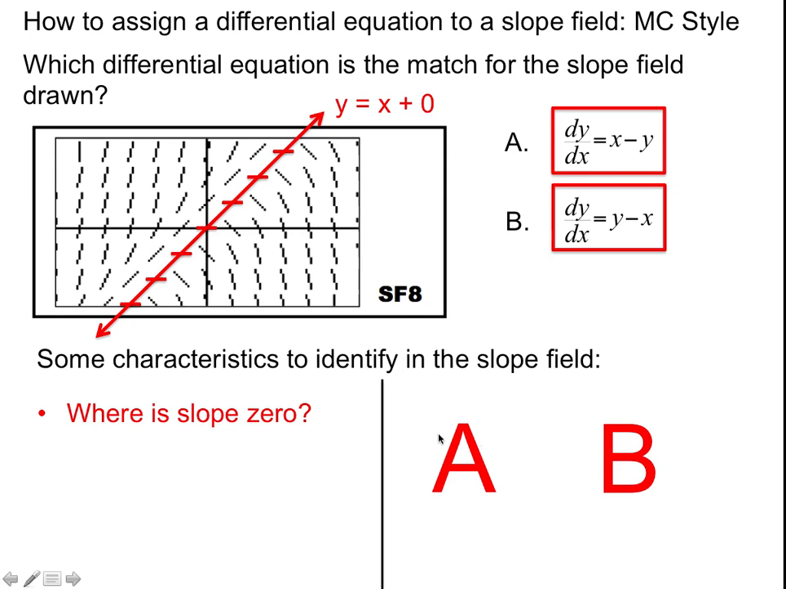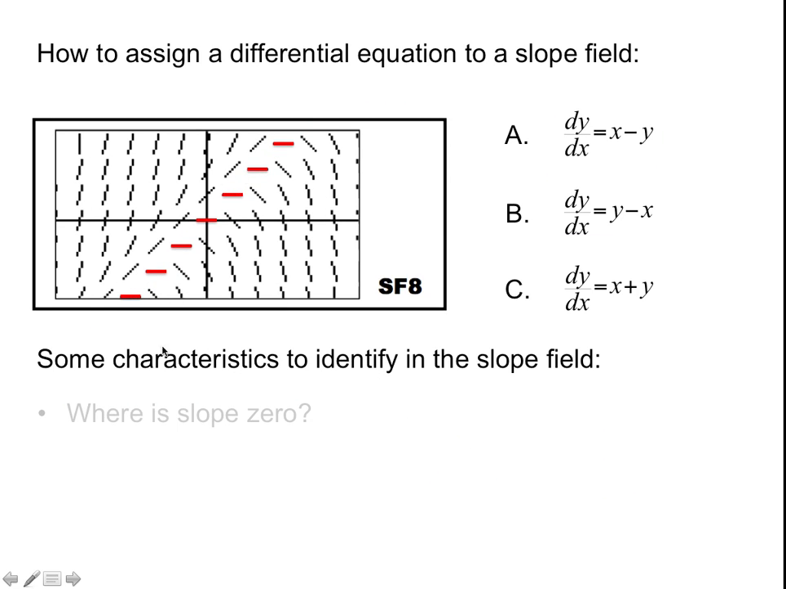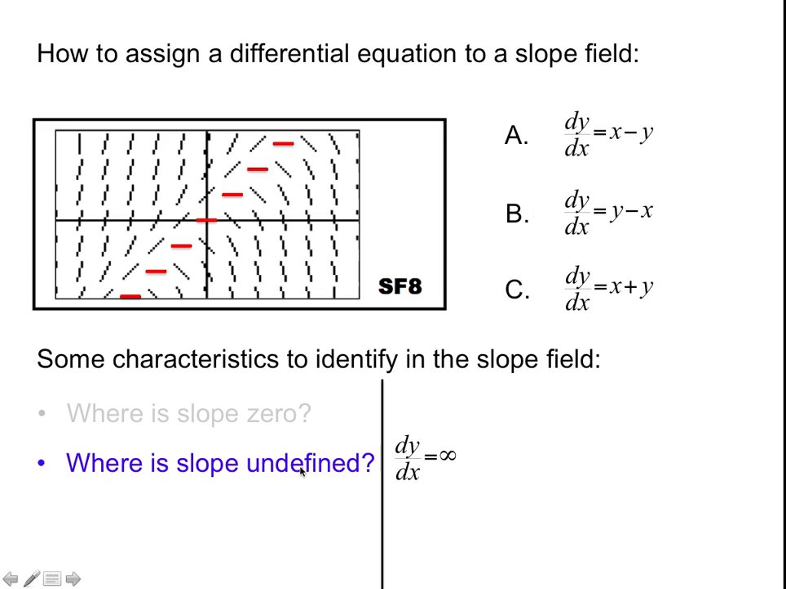So we start to look at these two choices, and we go back to the slope field and look at some other characteristics. The next characteristic we're going to look at is where the slope is undefined. Undefined is a vertical line, and I don't really see any vertical lines. Maybe here, that's vertical, but it's only one single line. It's not a whole pattern of lines. So for this particular slope field, we don't have this situation at all.